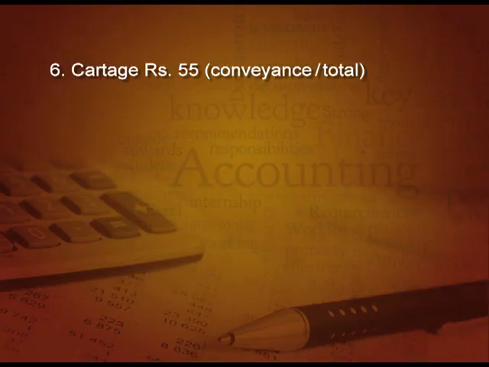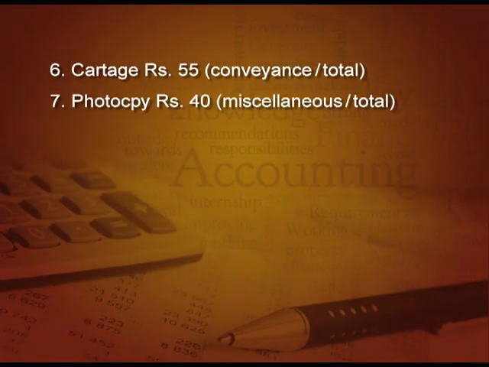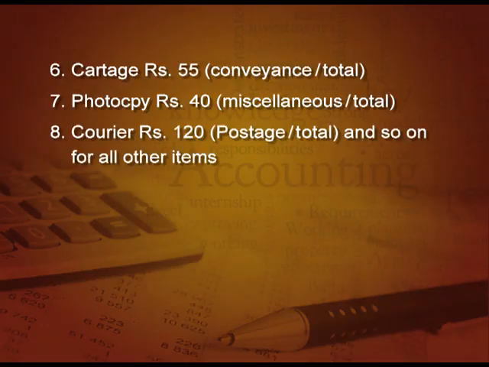Next, cartage 55. This will be in conveyance column and total column. Next, photocopy 40 rupees, miscellaneous column and total column. Next, courier charges 120 rupees. This will come in postage column and the total column, and so on for all other items if you want to record. Now, how to close this book and calculate the balance?